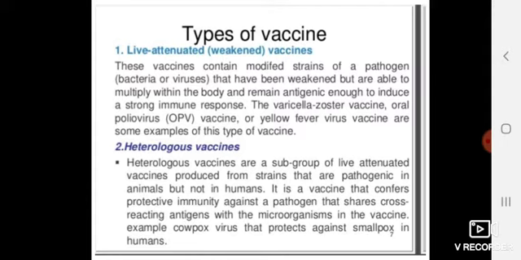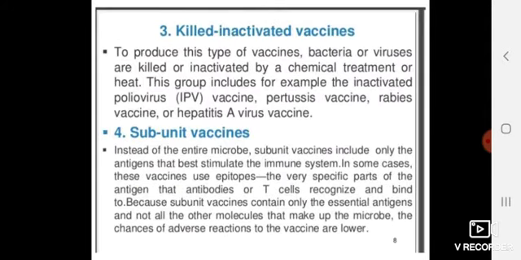What will happen here? This pathogen is taken from whom? Not human. It is taken from animals, and that will be introduced in the body. One example is the cowpox vaccine. If the cowpox virus is introduced in our body, it will protect against smallpox. Smallpox is already eradicated. So that kind of vaccine is called heterologous. It is also one type of live attenuated. The strain or pathogen is taken from whom? Animal. Okay.